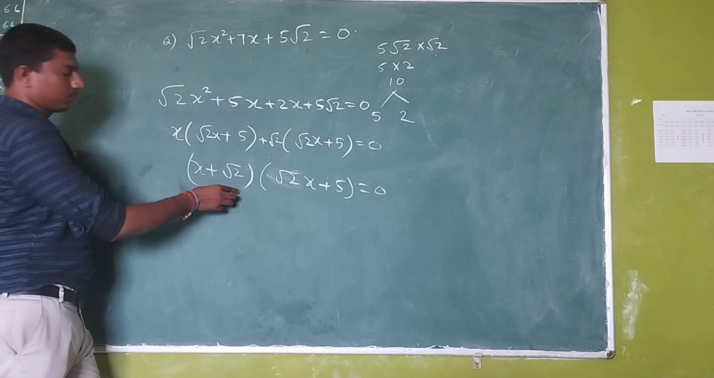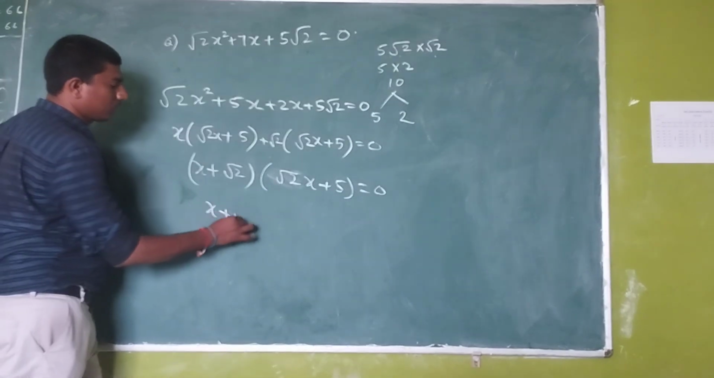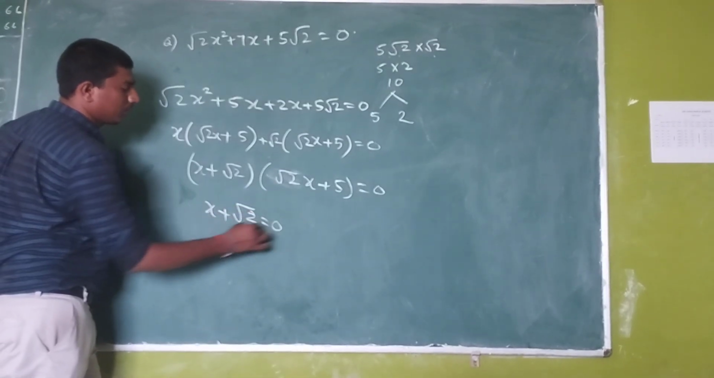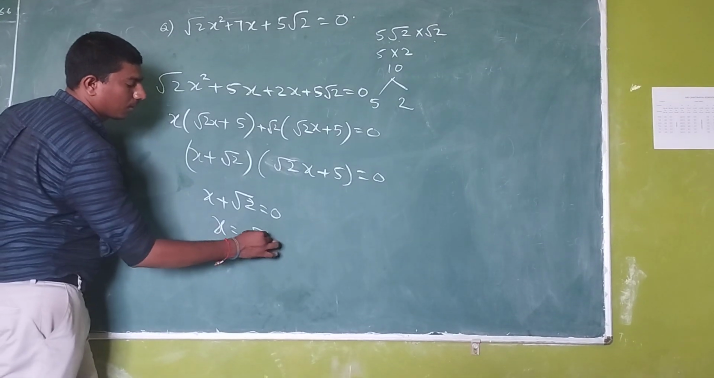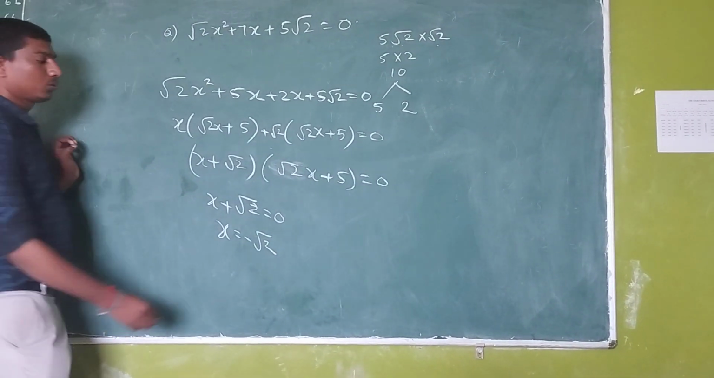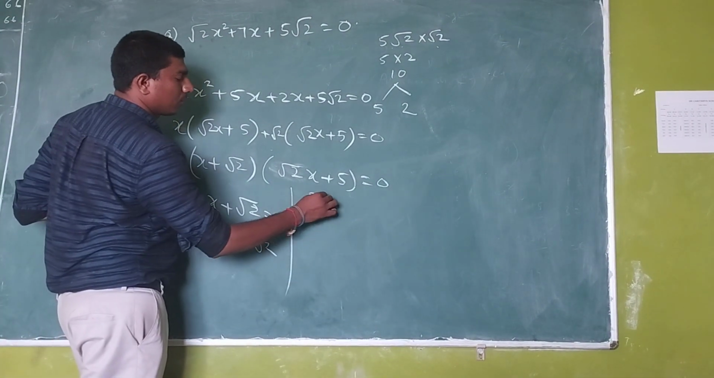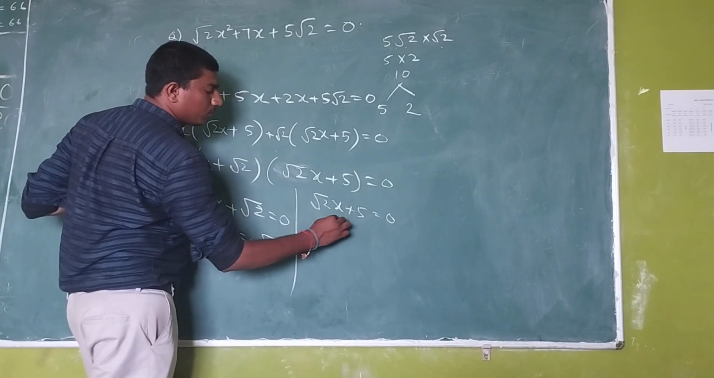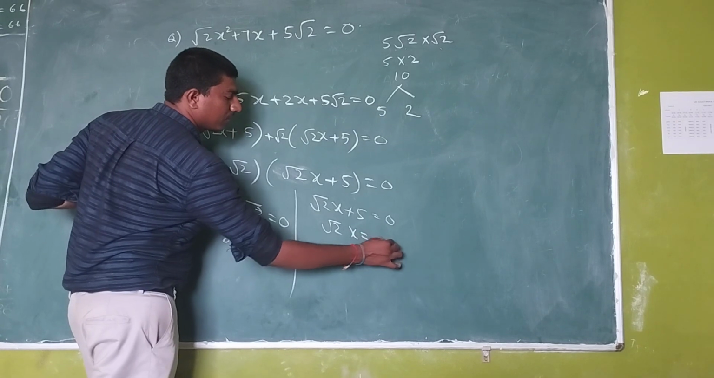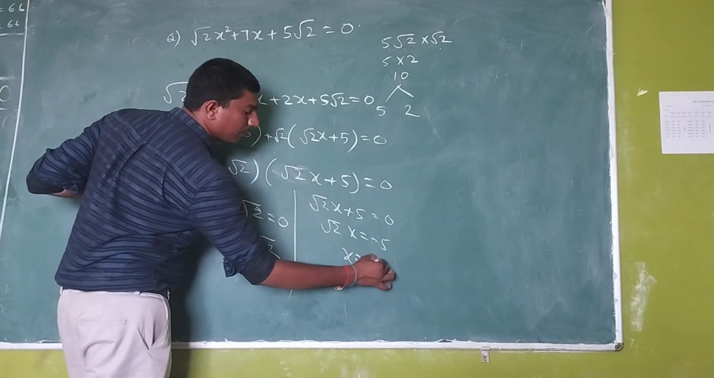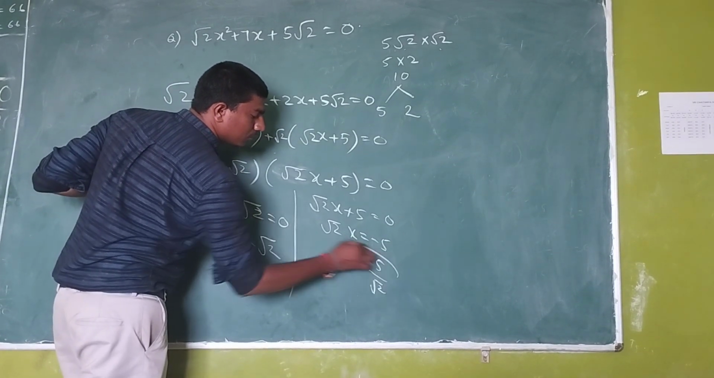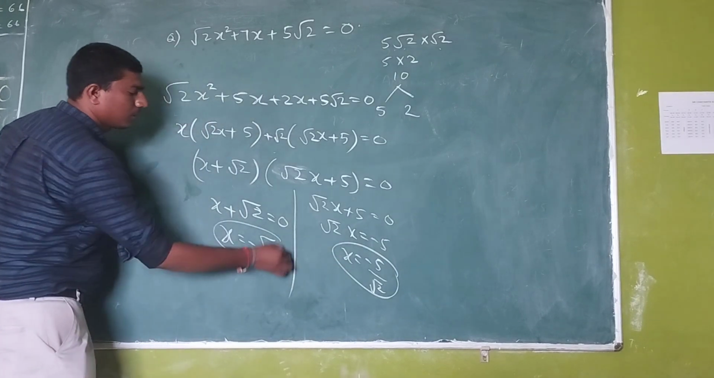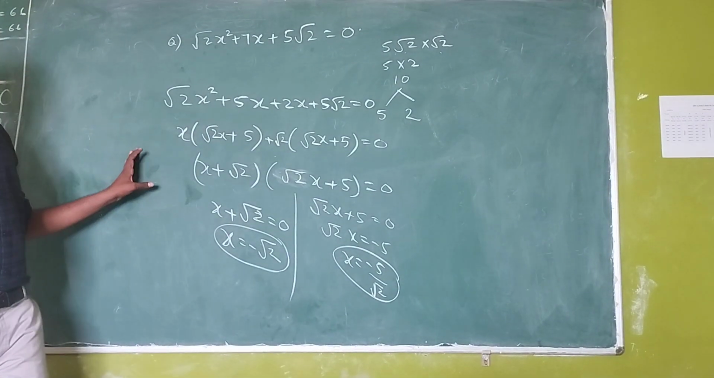So first I am taking this one. x plus root 2 equal to 0. Therefore x equal to minus root 2. Same thing: root 2x plus 5 equal to 0. Root 2x equal to minus 5. Therefore x equal to minus 5 by root 2. So this is the required solution. Are you clear?